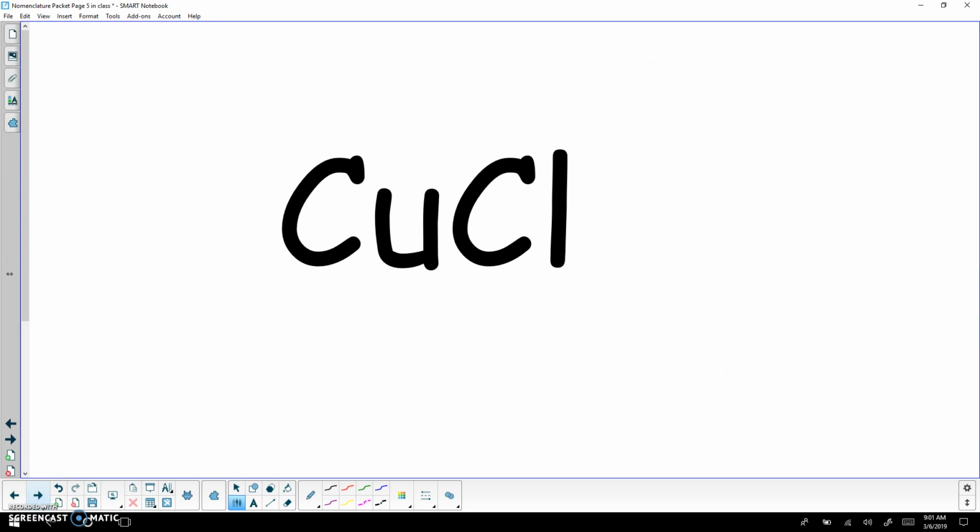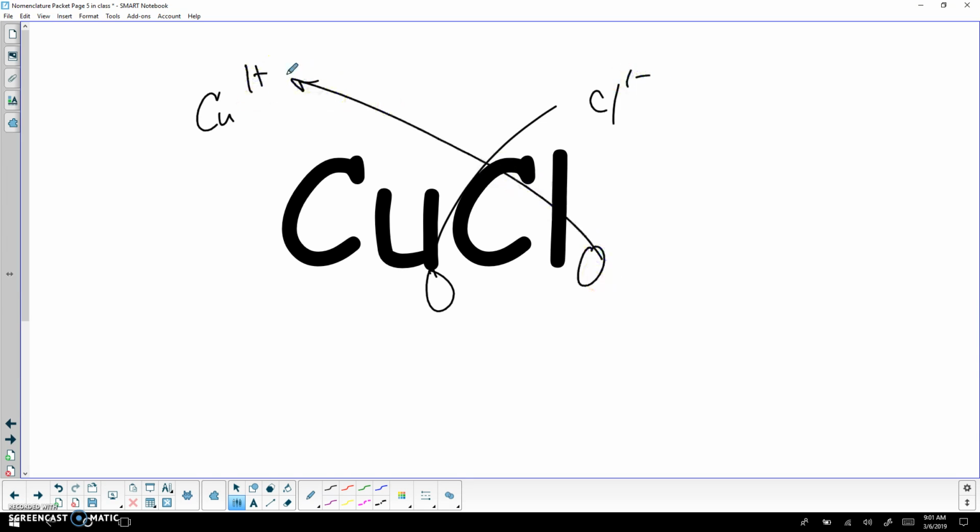Okay, for letter I, we have copper and chlorine. Copper being a transition metal. 1 goes to chlorine, which it is 1. 1 goes up to the copper. Copper, Roman numeral 1, chloride.